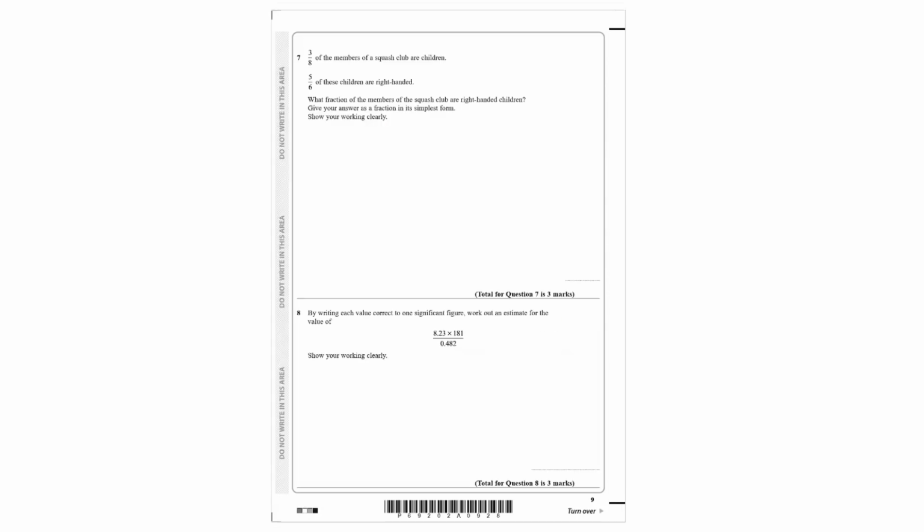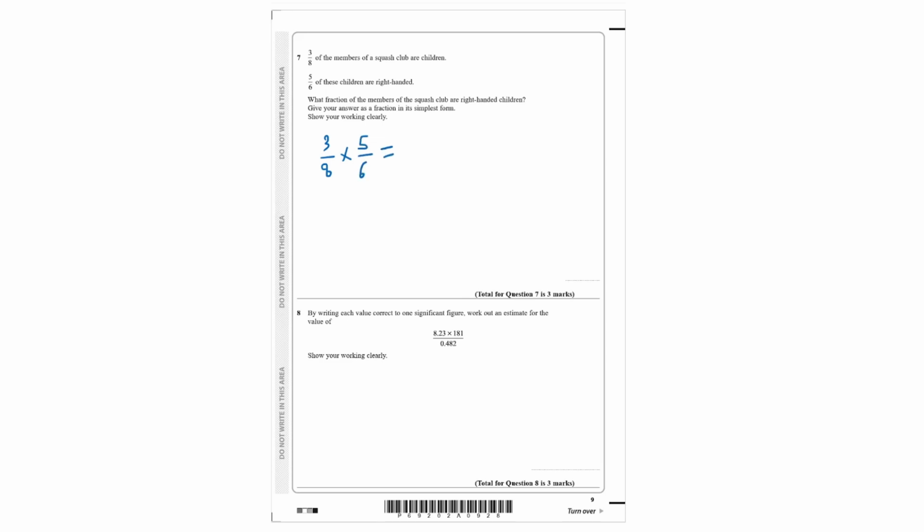Question 7. 3/8 of the members of a squash club are children. 5/6 of these children are right-handed. What fraction of the members of the squash club are right-handed children? Give your answer as a fraction in simplest form. Show your working clearly. So we have 3/8 of a squash club, and to find out 5/6 of these children are right-handed, we can simply multiply by 5/6.